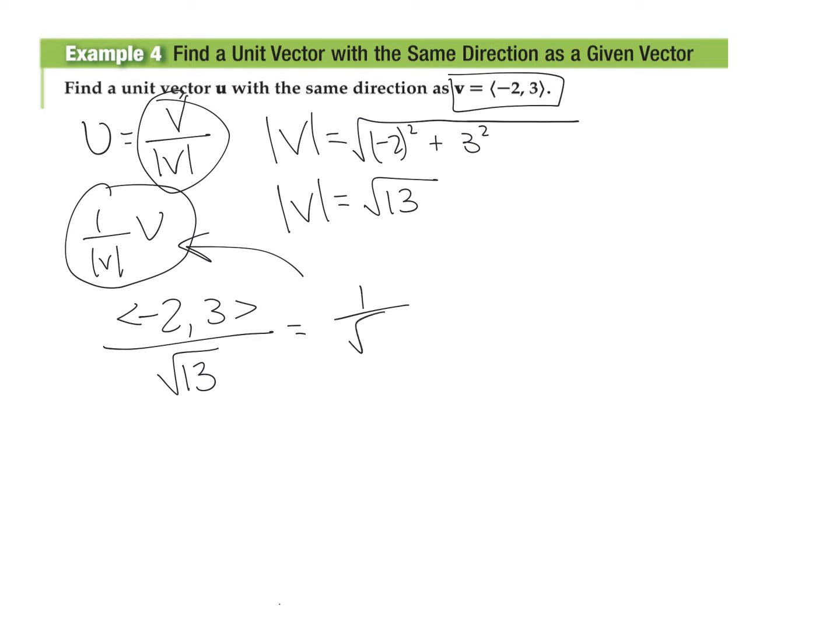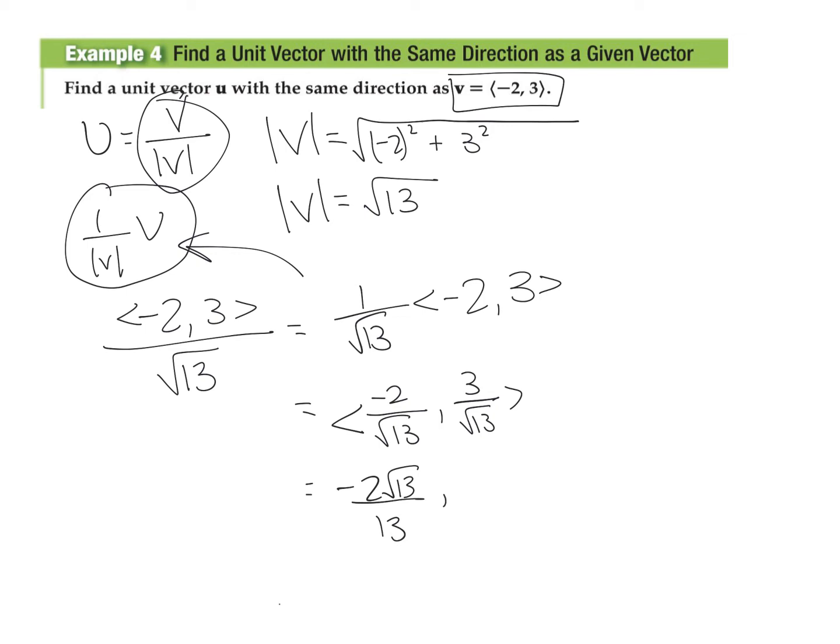So you can also write it as 1 over root 13 times -2 comma 3, which might be easier to view because now you can multiply it by that 1 over root 13 scalar and get -2 over root 13 comma 3 over root 13. And then the last step is to rationalize it, and that gives you -2 root 13 over 13 comma 3 root 13 over 13. Lots of 13s in this one. Okay, and that right there is your final answer, and that is u. It has the same direction as vector v.